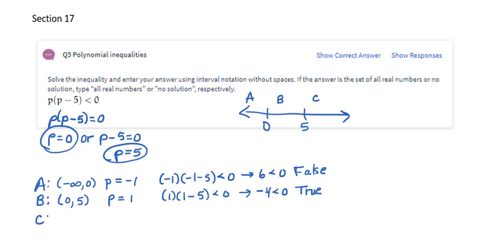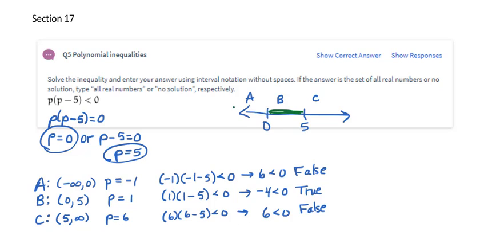And then region C is a region beyond 5, so 5 to infinity. A test point there would be 6. Replacing p with 6, we get 6 times 6 minus 5, is that less than 0? But that's really 6 times 1, or 6, which is not less than 0. So the only region that satisfies this inequality is region B, between 0 and 5.